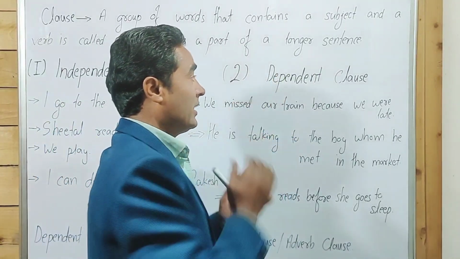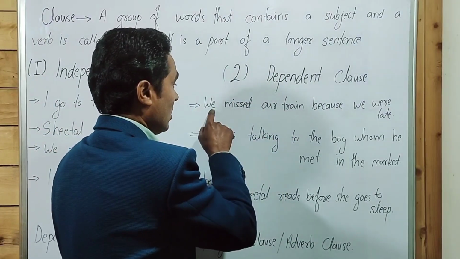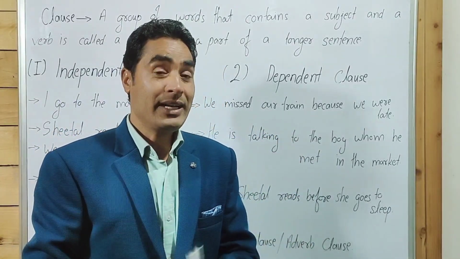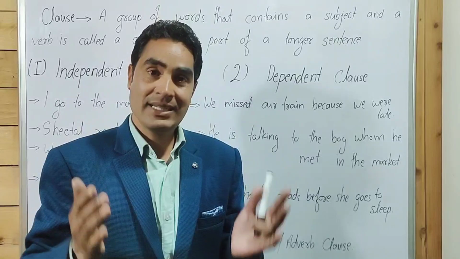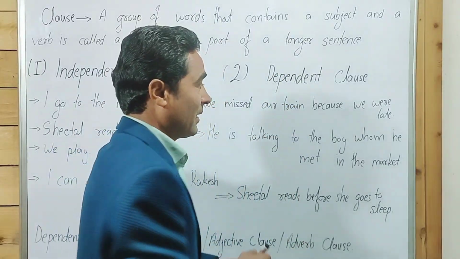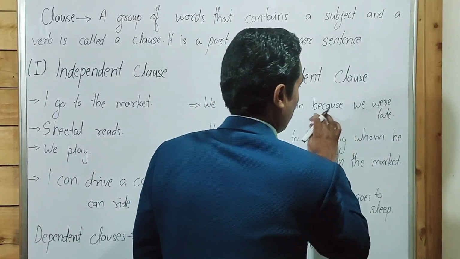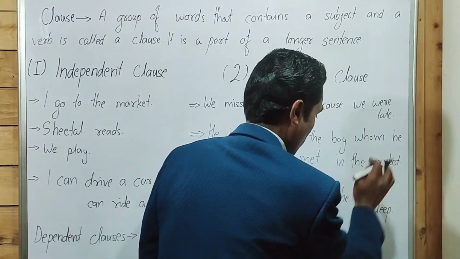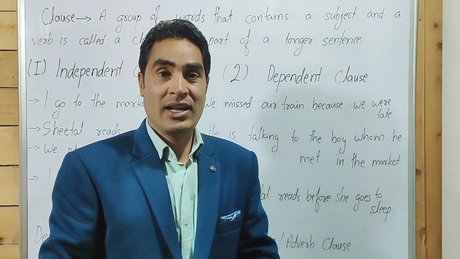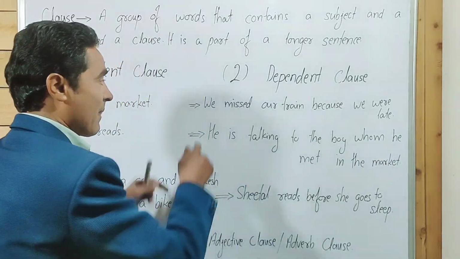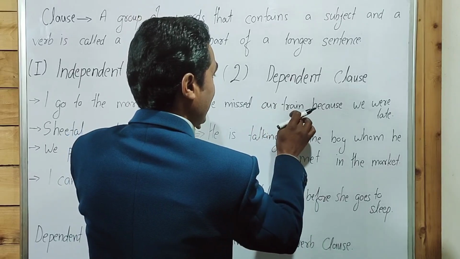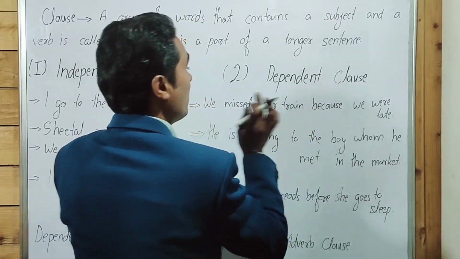When we talk about a dependent clause, as I mentioned before, it cannot stand alone. It doesn't have complete sense. It begins with a subordinate conjunction. Because, whom, before, etc. These are subordinate conjunctions. We missed our train. This is an independent clause.